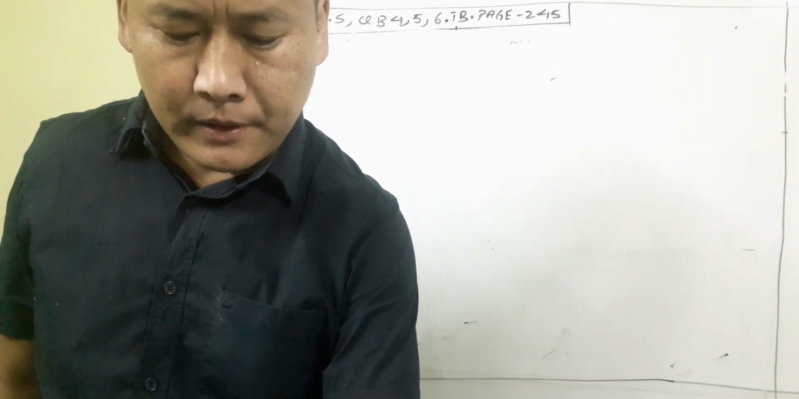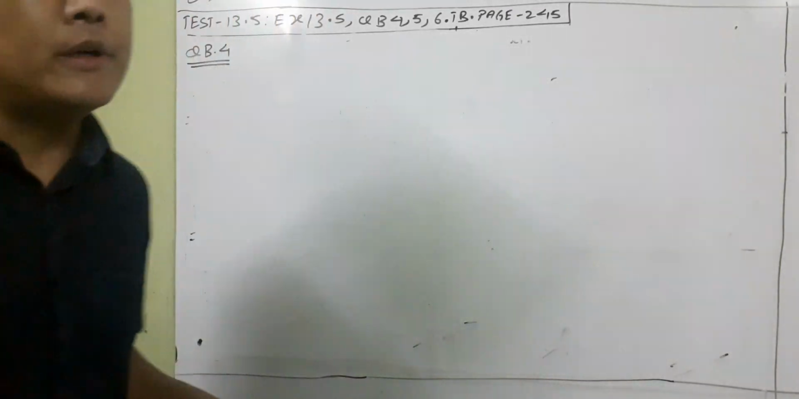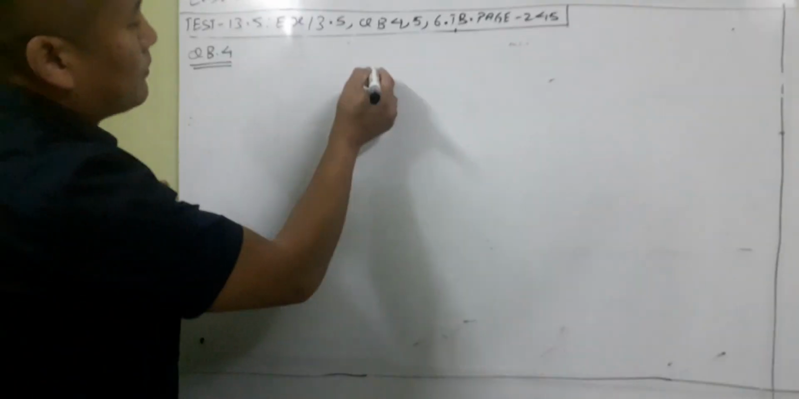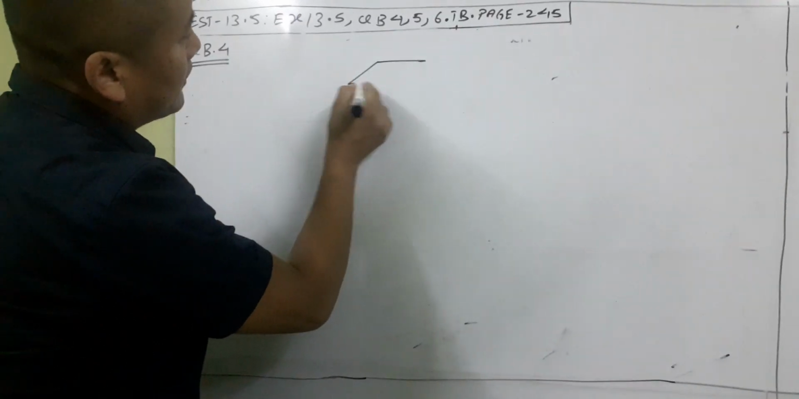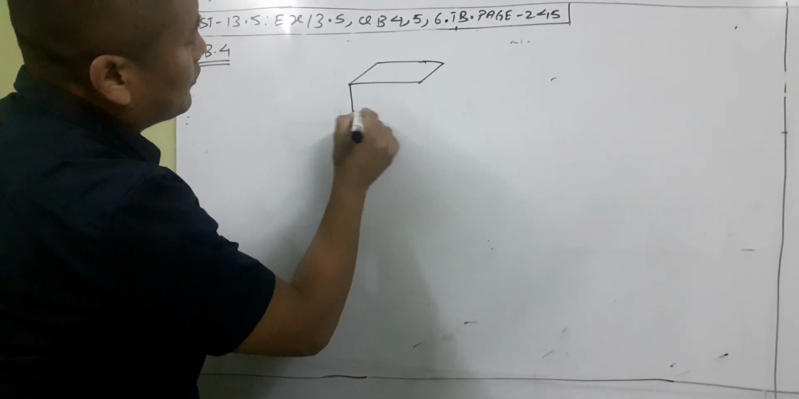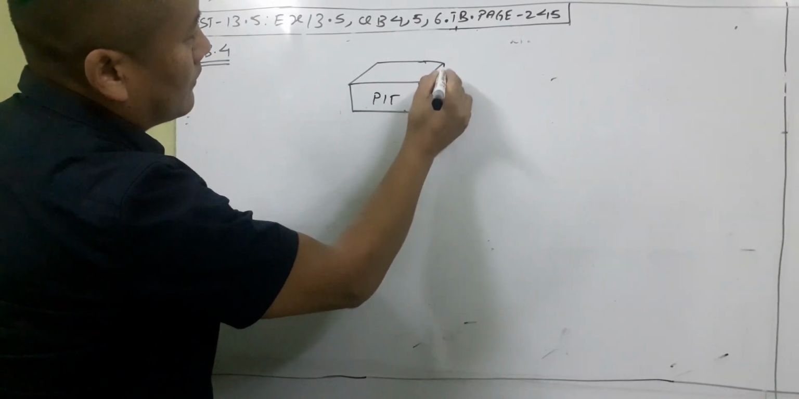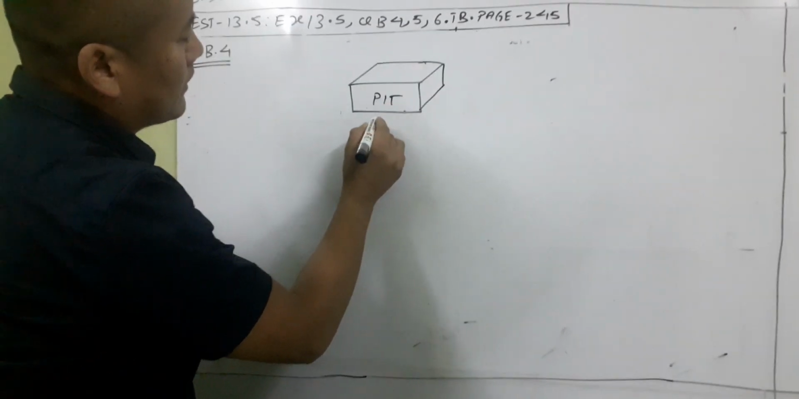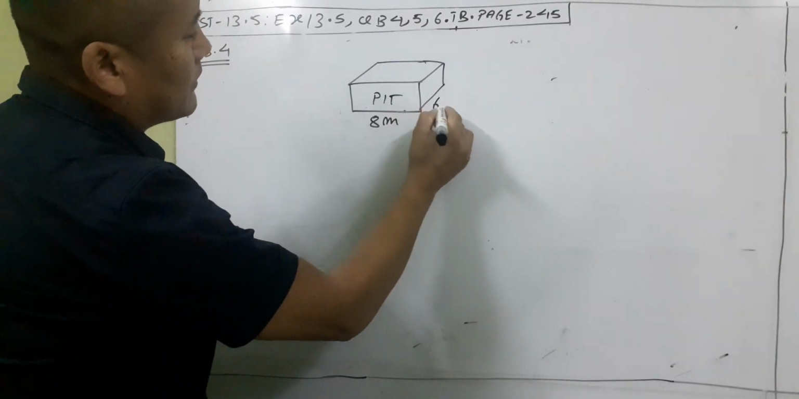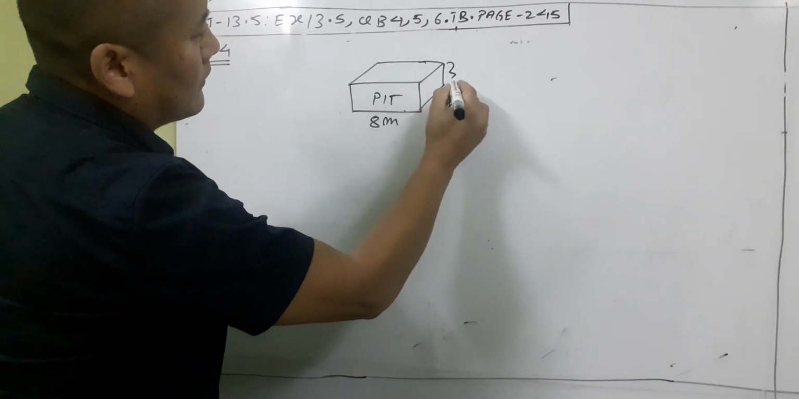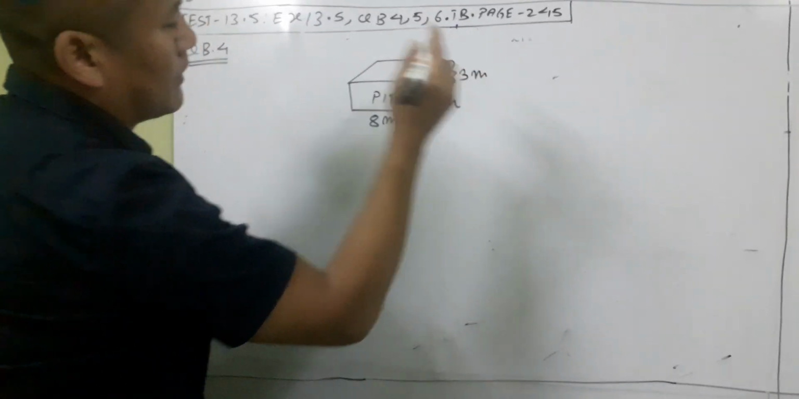Here the question says, find the cost of digging a cuboidal pit 8 meter long, 6 meter broad and 3 meter deep at a rate of rupees 30 per meter cube. So we have to dig a cuboidal pit. You can just draw along with me a representative cuboid. Let us say the pit is this one, underneath the ground. It means 8 meter long, 6 meter wide, broad, and 3 meters deep. So these are the dimensions of the pit that we have to dig.